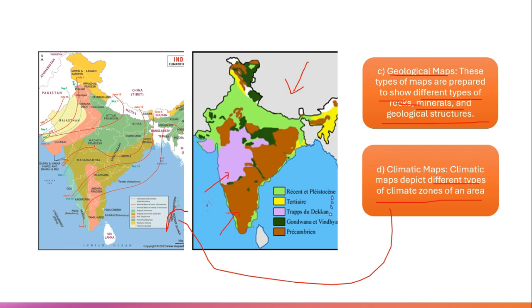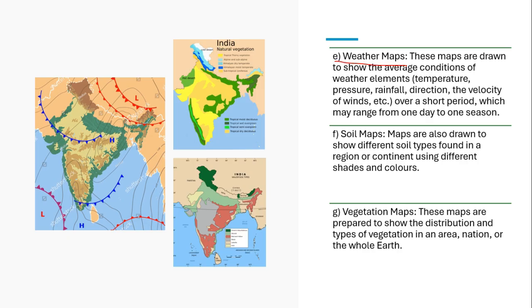So here in the left side, these colors like yellow, pink, light yellow, green, dark yellow, these colors are showing the different climatic zones of India. Just by seeing this legend, you can identify that which color is representing which climatic zone. Then next is weather maps.